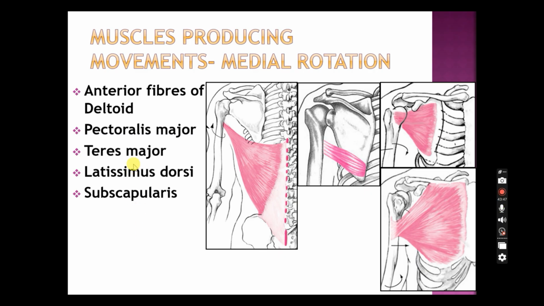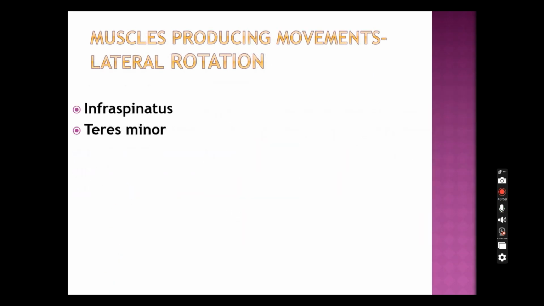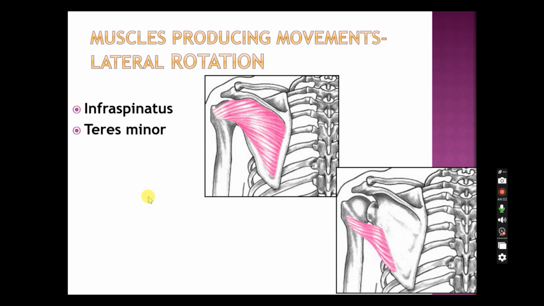Medial rotators are the pectoralis major, teres major, and latissimus dorsi, the ones in the bicipital groove, along with the anterior fibers of the deltoid and subscapularis. Lateral rotators are the small muscles infraspinatus and teres minor. Infraspinatus and the teres minor are muscles which are shorter in length compared to other muscles.